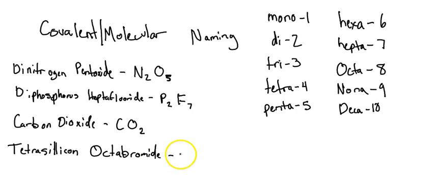And the last one, we have silicon and bromine. Silicon having a prefix of tetra, giving us 4 silicons, and bromine with a prefix of octa, giving us 8 bromines. And that's pretty much it for naming covalent compounds. Just know that if you have 2 nonmetals, it's going to be covalent, and you'll need to know all of these prefixes in order to name a covalent compound.